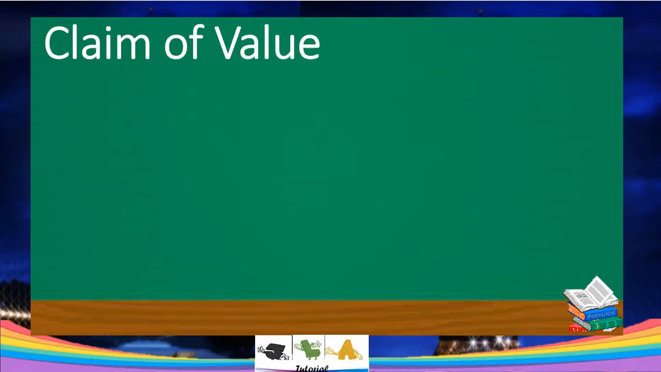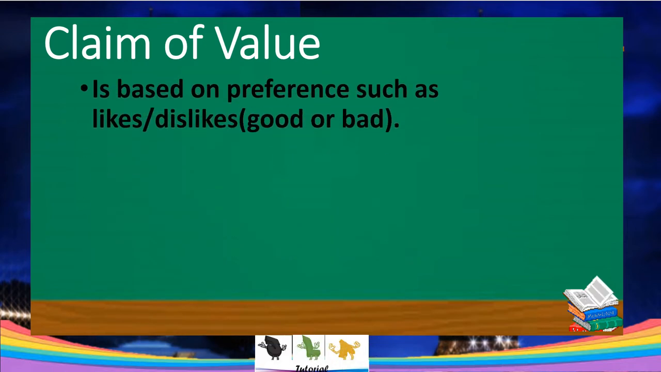Then we have claim of value. It is based on preference such as likes, dislikes, good or bad. Just a while ago, we discussed claim of facts. It is more on facts. Now, it is more on what you like and dislike, which is claim of value.